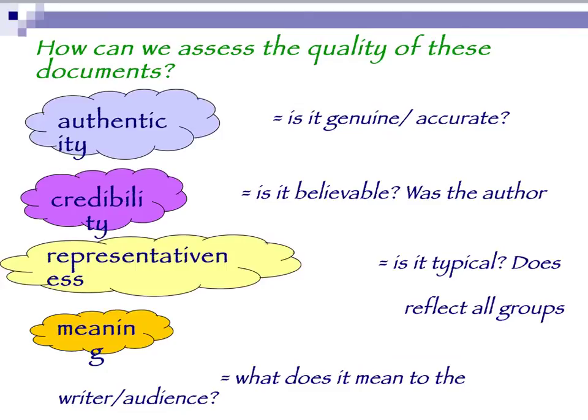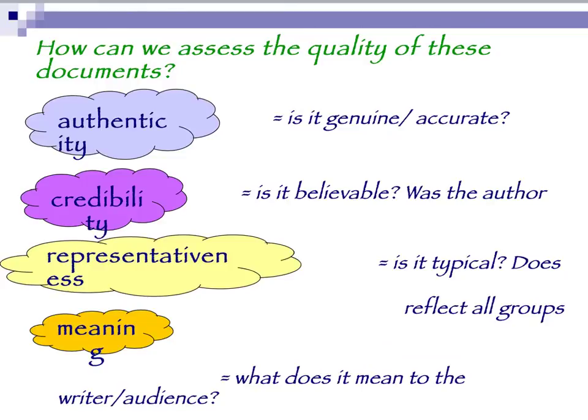Representativeness, very important. Is the document you're looking at or the programme, is it typical? Is it typical of that age group? Is it typical of what's going on in other soap operas? Is that letter that you're looking at typical of other letters that were written home around about that time? And does it actually reflect all the groups involved, or just a particular narrow group that seemed to have had an event occur to them?